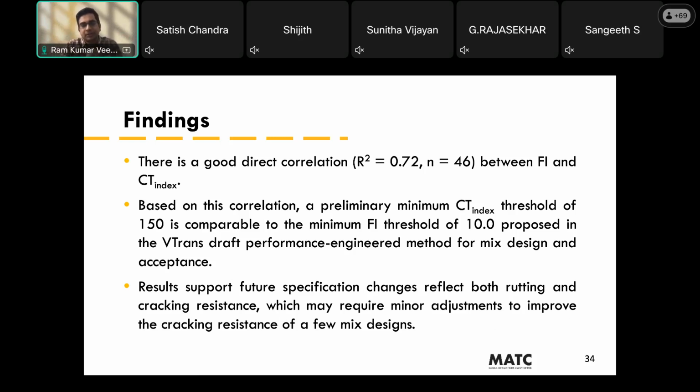specification for acceptance. Results further support specification changes reflecting both rutting and cracking resistance, which may require minor adjustments to improve the cracking resistance of a few mix designs.